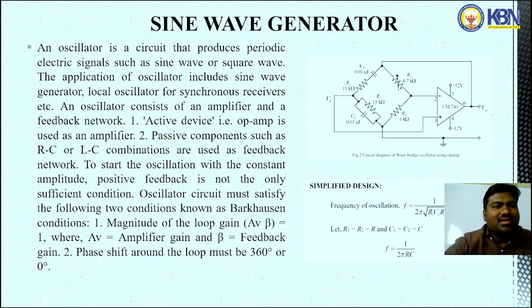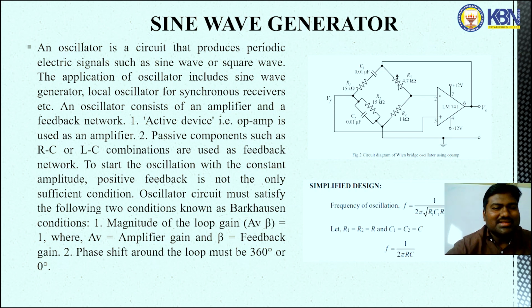Here the circuit generates periodic electrical signals such as sine wave or square wave. The applications of an oscillator include the sine wave generator, also known as the Wien bridge oscillator, the local oscillator for synchronous receivers, etc. An oscillator consists of an amplifier and a feedback network. First is an active device, the operational amplifier used as an amplifier. Second, passive components such as RC or LC combinations are used for the feedback network. We are discussing the passive components in the sine wave generator.